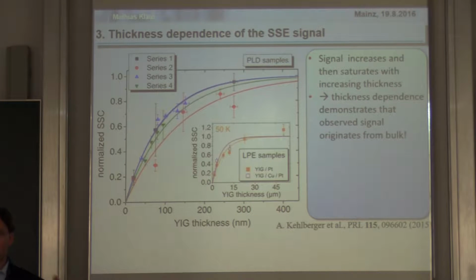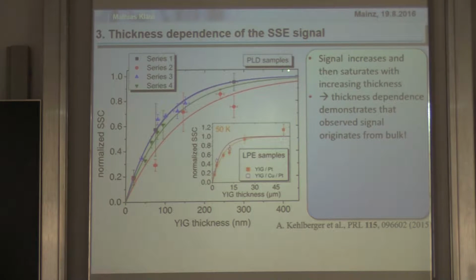And the reason is very simple. If it's an interface effect, the interface doesn't care if you got another meter of material below. Whether you have like 50 nanometers or 500 nanometers, the interface can be the same, and so it should not depend on the thickness of the ferromagnet. But quite obviously, our spin-Seebeck signal depends very strongly on the thickness. So really, the signal here originates from the bulk.